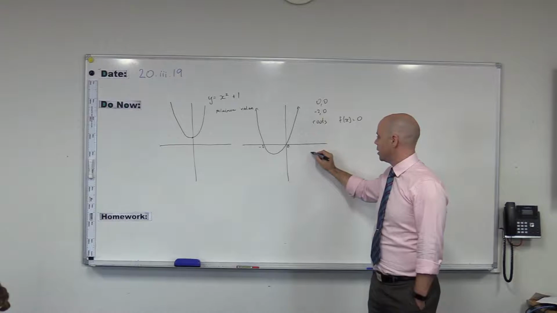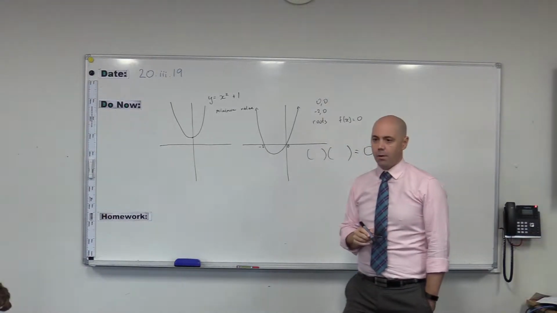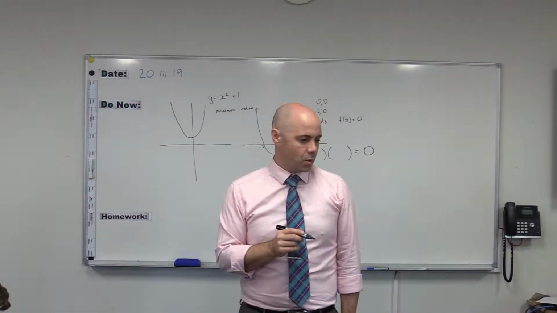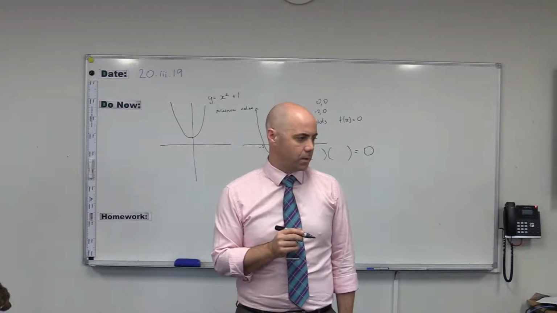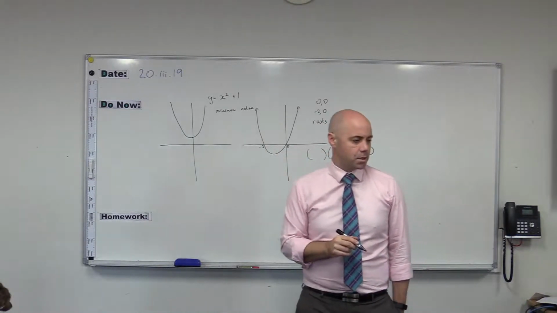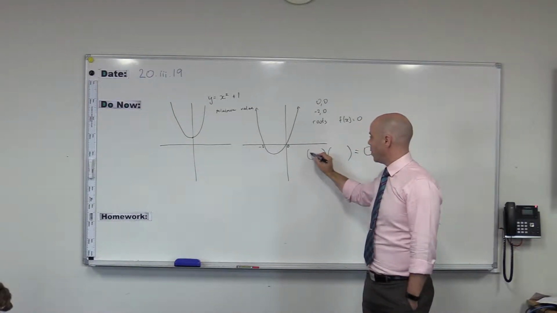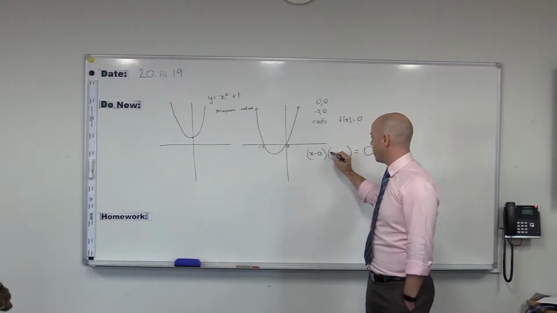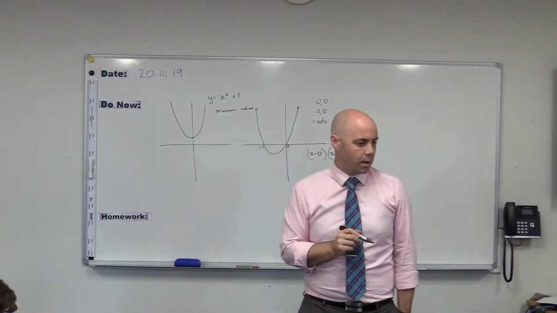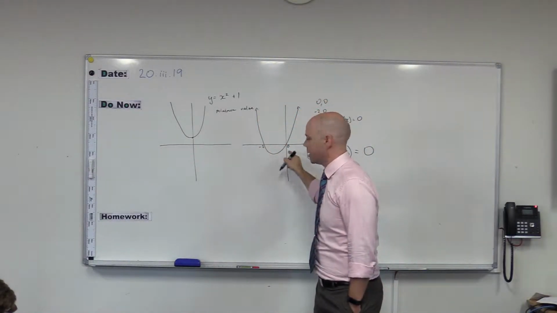It also helps us to work out, using brackets and the null factor law, what the equation will look like. Because at both of those places, the function equals 0. And so, when we have x minus 0 and x minus negative 2 in those brackets, one of those things will always equal 0 at one of those two places.